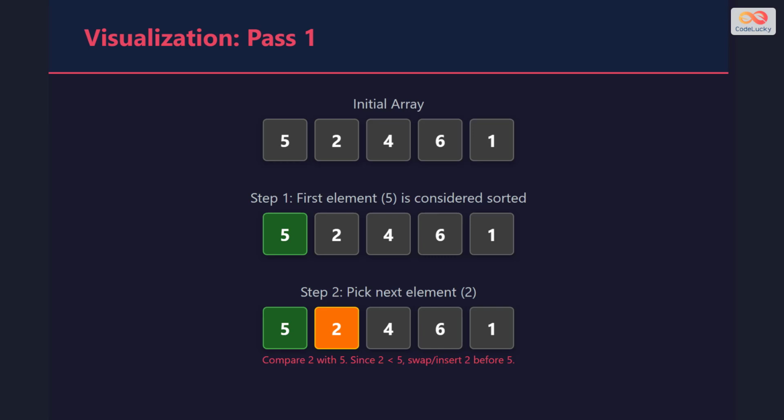Let's trace this with an example. We have an array starting with 5, 2, 4, 6, and 1. We consider 5 as sorted. We then pick the number 2. We compare 2 with 5. Since 2 is smaller than 5, we move 5 to the right and insert 2 at the beginning.